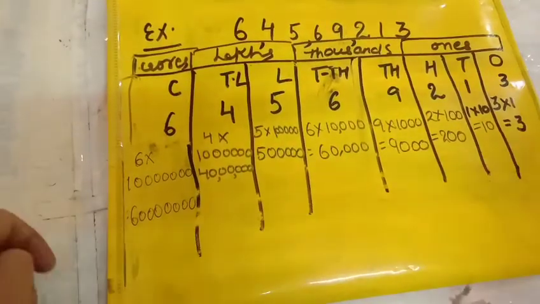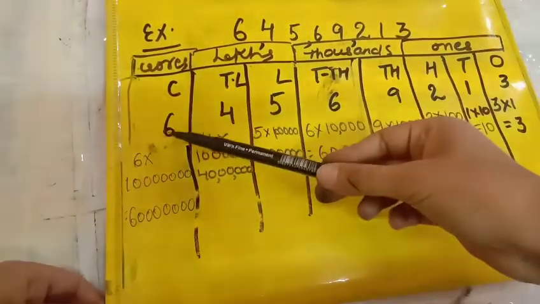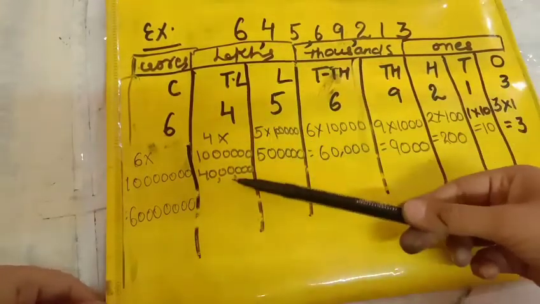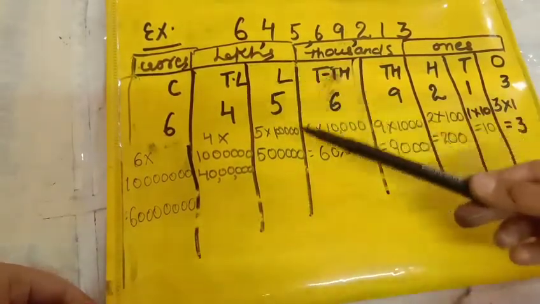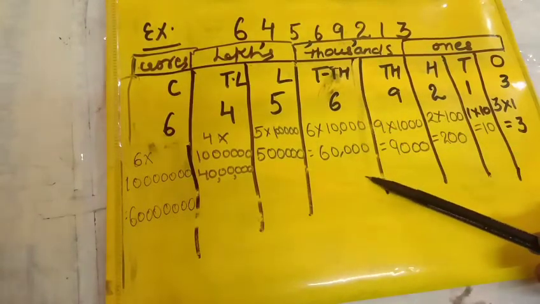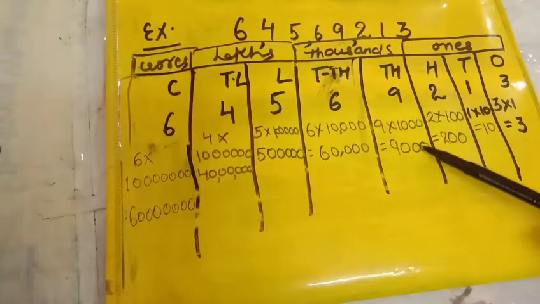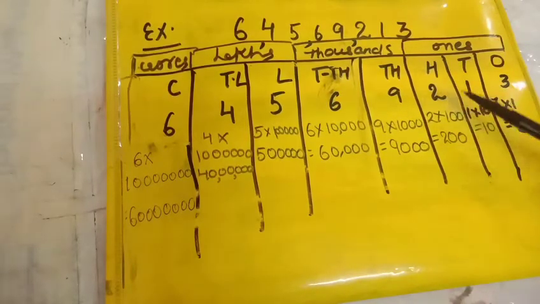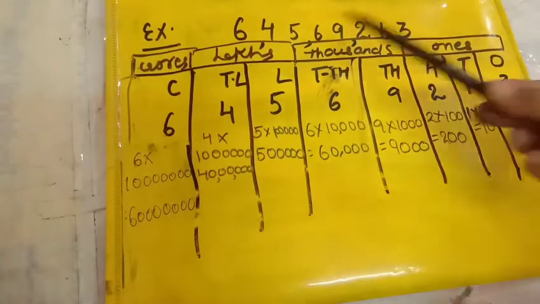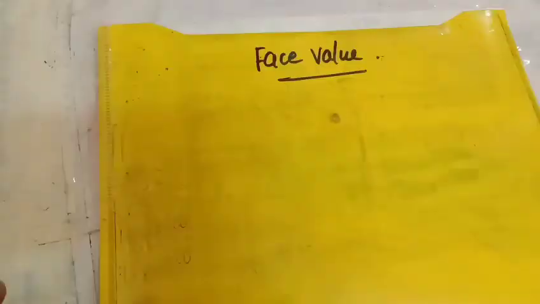Here we can say that place value of 6 in this number is 6 crore. Place value of 4 is 40 lakh. Place value of 5 is 5 lakh. Place value of 6 is 60,000. Place value of 9 is 9,000. Place value of 2 is 200. Place value of 1 is 10. Place value of 3 is 3 in this number.